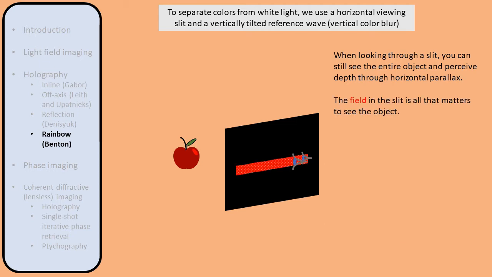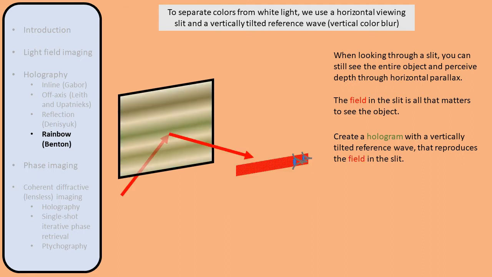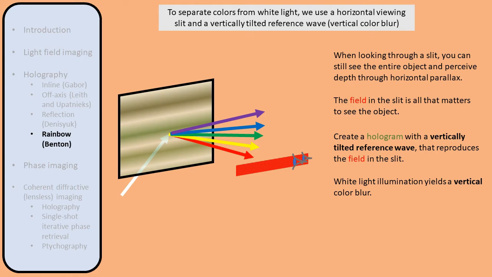Remember that ultimately, it is the field in the slit that determines what we see. If we can reproduce the same field that the three-dimensional scene would produce, we will see that three-dimensional scene, even if it isn't actually there. So suppose we have created an off-axis hologram using a vertically tilted reference wave that reproduces the field in the slit. If we illuminate the hologram with white light, the colors will separate vertically because we used a vertically tilted reference wave to create the hologram. This means that at different heights, the field in the slit will be reproduced in different colors.